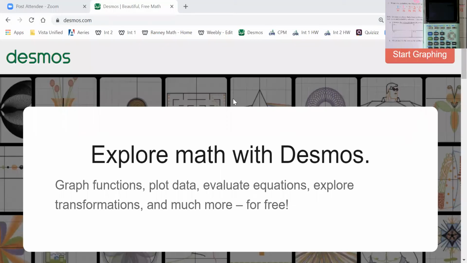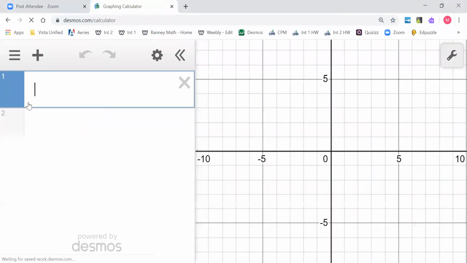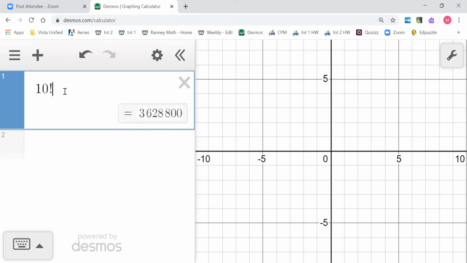So if you're doing this on Desmos, we're just going to go to start graphing. And if I want to do 10 factorial, all I need to do is type 10 and the exclamation point, and it will do 10 factorial for me. So you can also use Desmos for this. Again, on Desmos, just put in the number you want to take the factorial of, and then use the exclamation point.